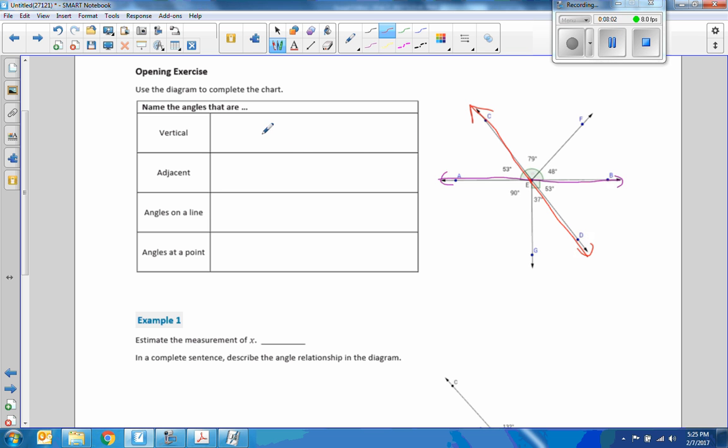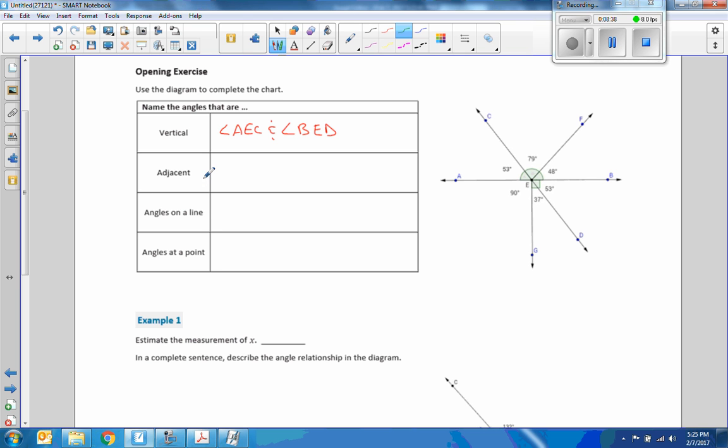So it's angle AEC. So angle AEC and angle BED are vertical angles, and we know they are congruent. So there's 53 degrees, and there's 53 degrees. Okay? So as I do this, I'm going to erase the diagram so it doesn't get too messy.